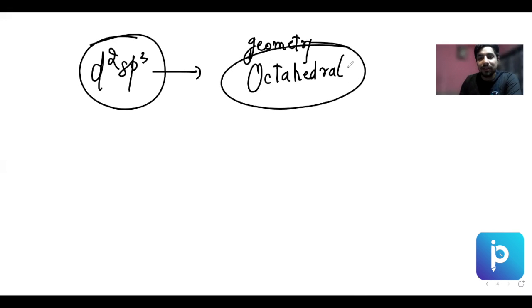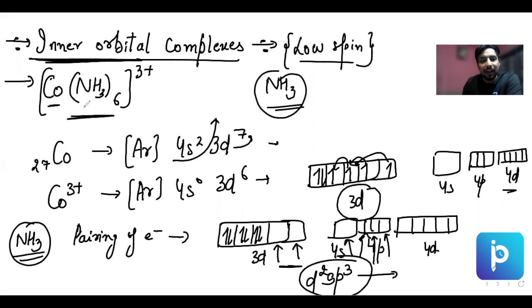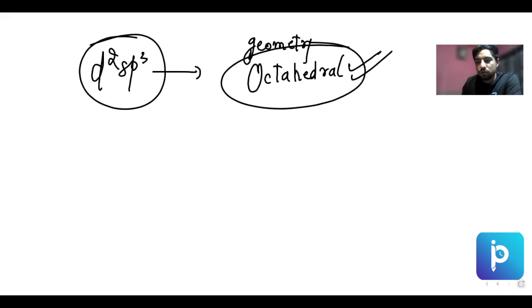So this is the exact case of inner d orbital complexes. That is decided by the type of ligand, because this ligand gives a low spin complex. This is the case of inner orbital complexes that we have discussed. Now we will move on to the high spin complexes.